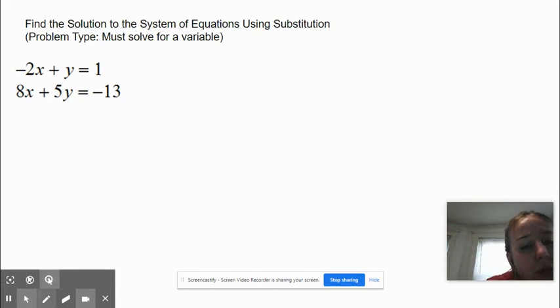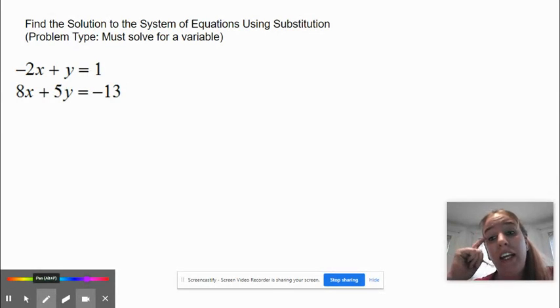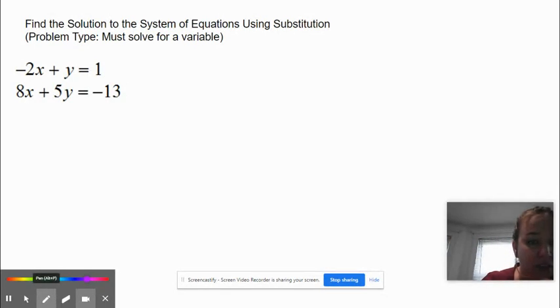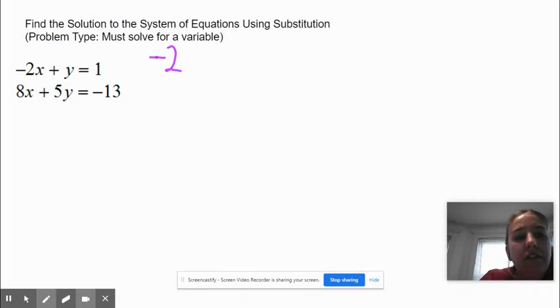Okay. So the thing here, we have to solve for a variable first before we can even plug in what it's equal to. So it doesn't matter which equation. It doesn't matter if we're going to isolate x or y. But obviously, there's an easiest option. This y in the first equation, it's already kind of by itself. It's so close to being isolated. It doesn't have a coefficient or anything like that.